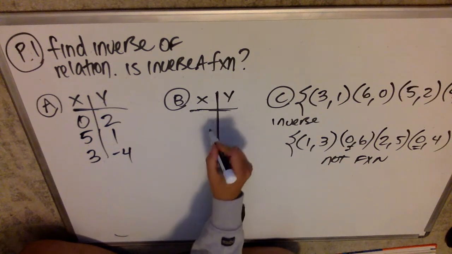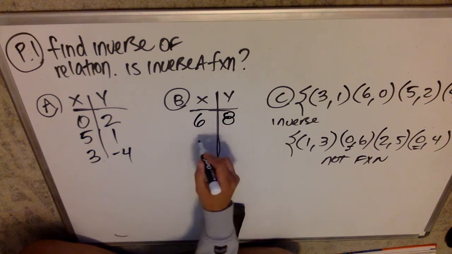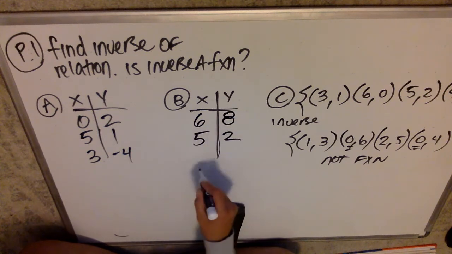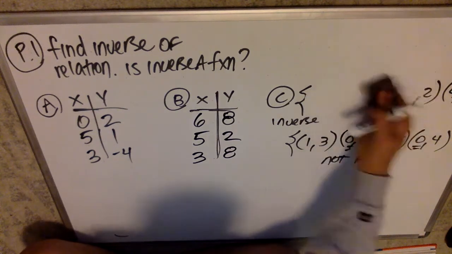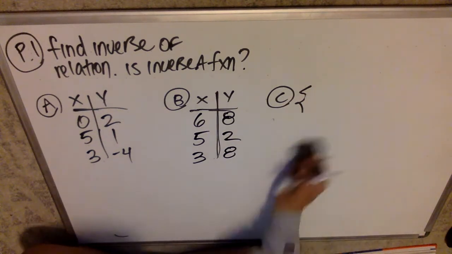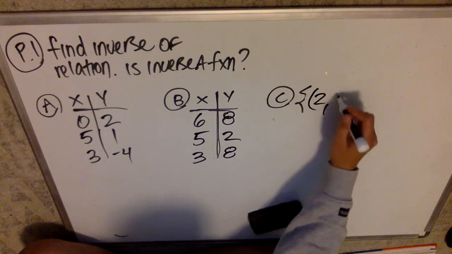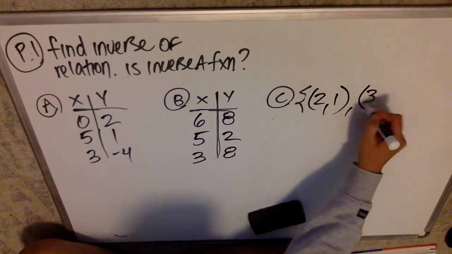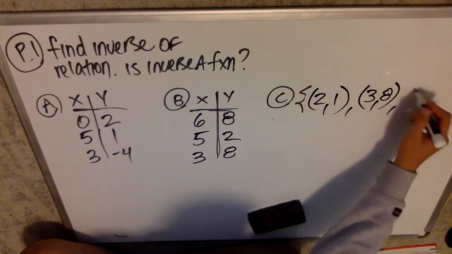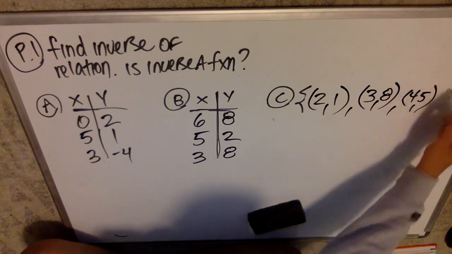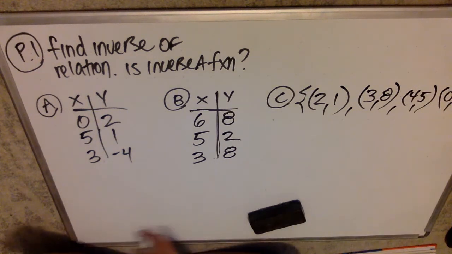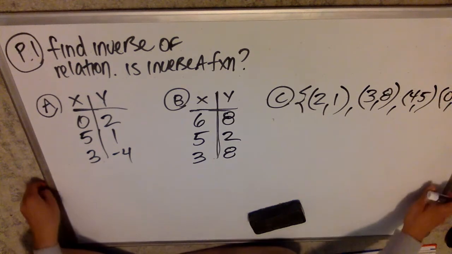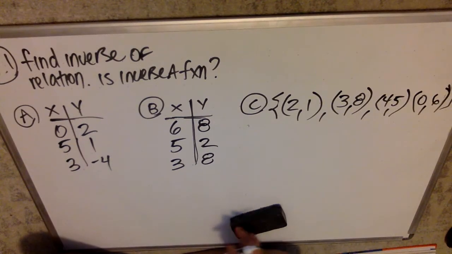Let's do 5, 2, and 3, 8. And for this one, let's do, cool. All right, so go ahead and find the inverse. Sorry, that last one is a 0 comma 6. My bad. Didn't realize you couldn't see it.